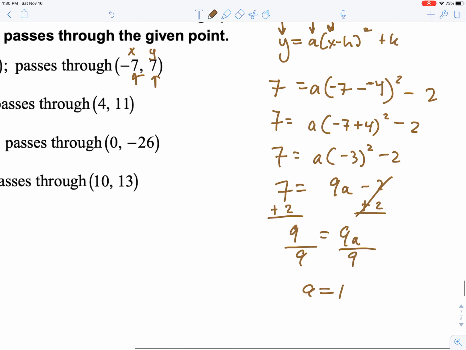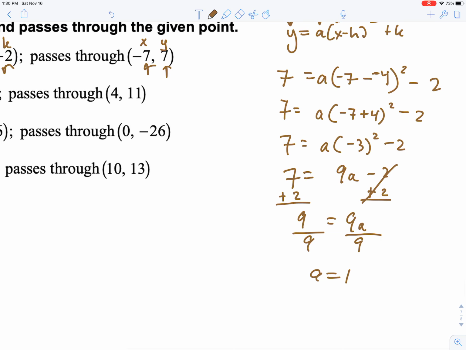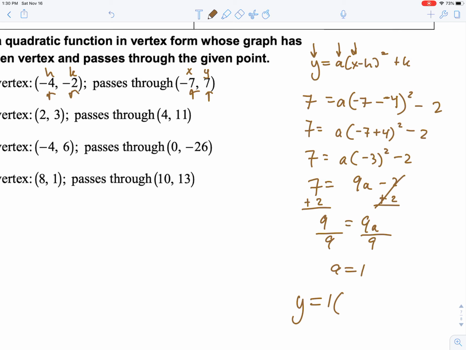So now that I know my a, I already knew my h, I already knew my k. Let's put that all together. I can put the 1 there. If you don't put it there, it's fine. Here, using that my h was -4, it's going to be a minus a -4, which makes it plus 4. Square that, and then minus 2.